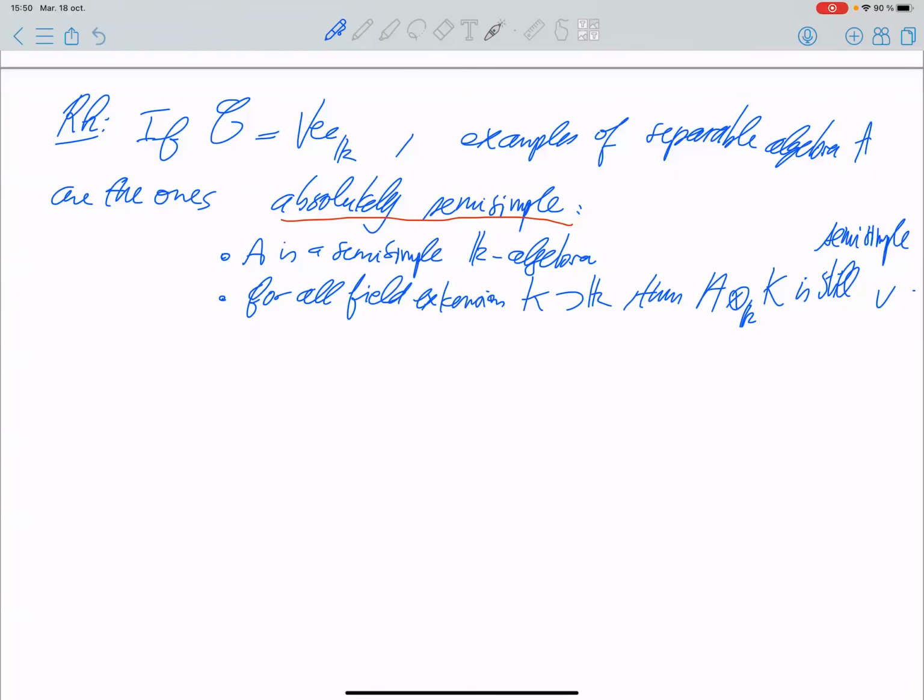So now the relation between separable algebra and the category of A-modules. The proposition: let A be a separable algebra object.